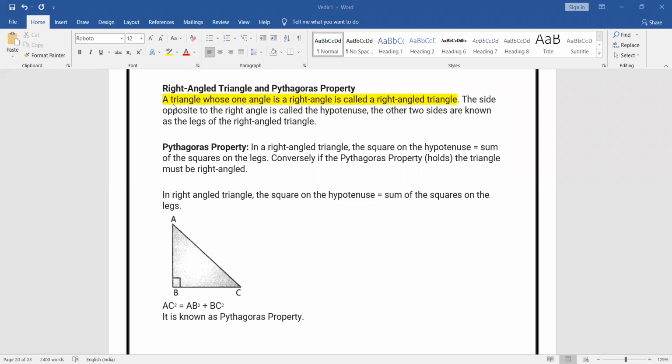A triangle whose one angle is a right angle is called a right angle triangle. Just see a diagram here. Here angle B is of 90 degrees, so this triangle is a right angle triangle, because in this given triangle, one angle is of 90 degrees.